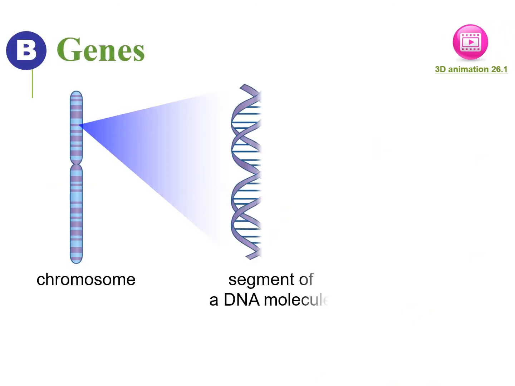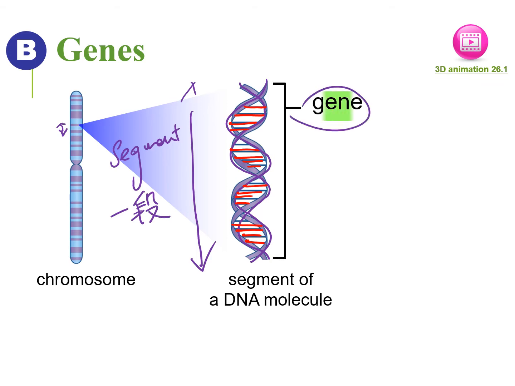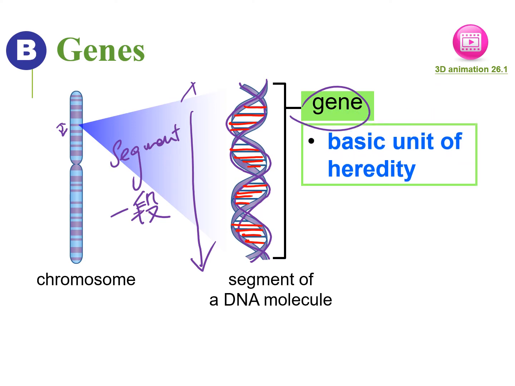When you take a look at a very small part of a chromosome and magnify it, you'll be able to see the DNA inside. The DNA exists as a double helix with many nitrogenous bases in the middle. This particular length, or segment, of DNA, we call a gene. And this gene is actually the basic unit of heredity, of genetic information.